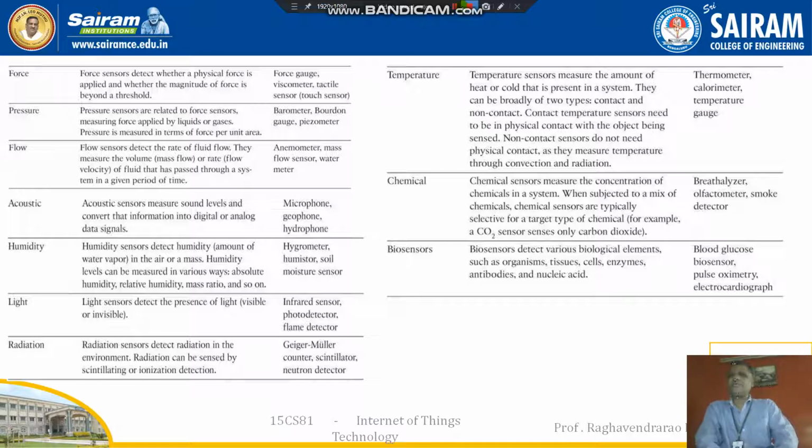Next sensor is temperature sensor. Temperature sensors measure the amount of heat or cold present in the system. They can be broadly classified into two types: contact and non-contact. Contact temperature sensors need to be in physical contact with the object being sensed. Non-contact sensors do not need physical contact, as they measure temperature through convection and radiation.